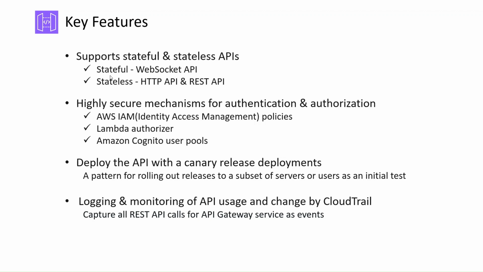Next, logging and monitoring of API usage and change by CloudTrail. API Gateway is integrated with AWS CloudTrail, which logs all REST API calls for API Gateway service as events. The CloudTrail log stores the details like the request made to the API Gateway, the IP address from where and when the request was made, and so on.